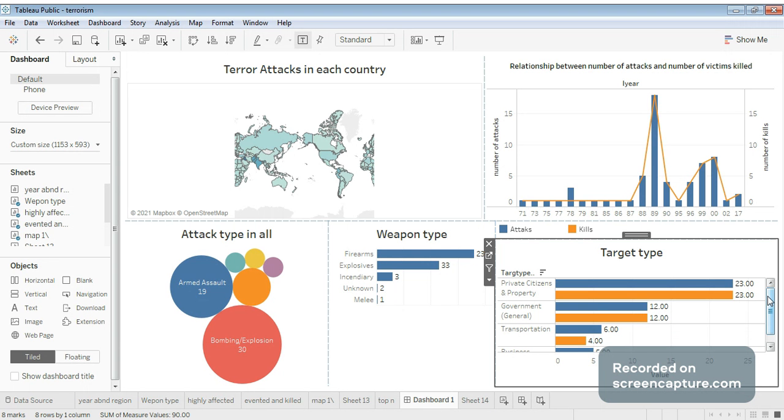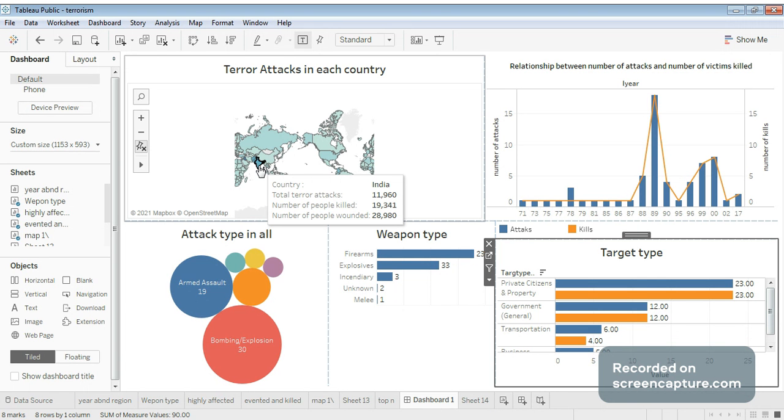The dashboard works like this. When I go to a country, firstly you see three things. This is called a tooltip. The tooltip shows you the name of the country, total attacks that were made on that particular country, number of people killed, and number of people wounded. This basic information will be available when you just hover your mouse over a country.